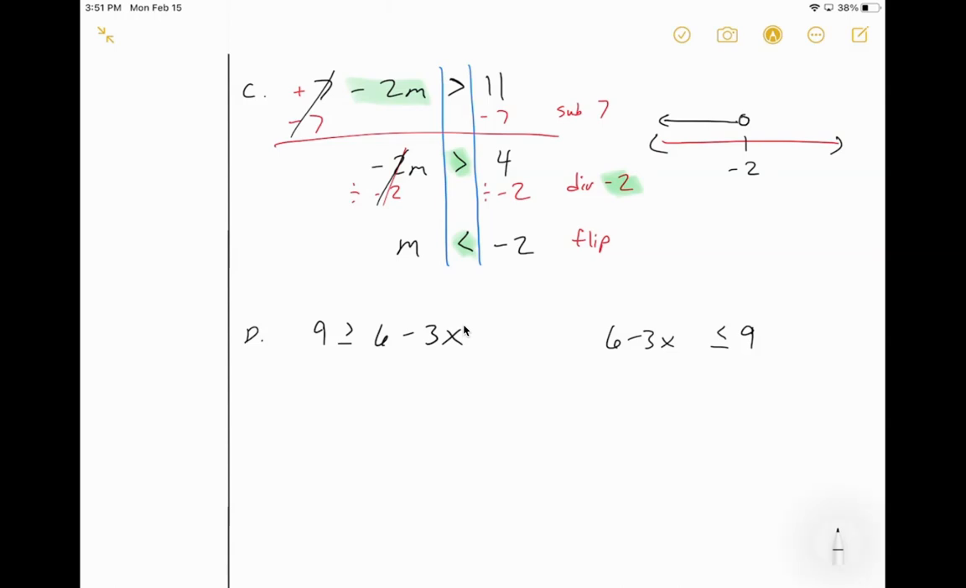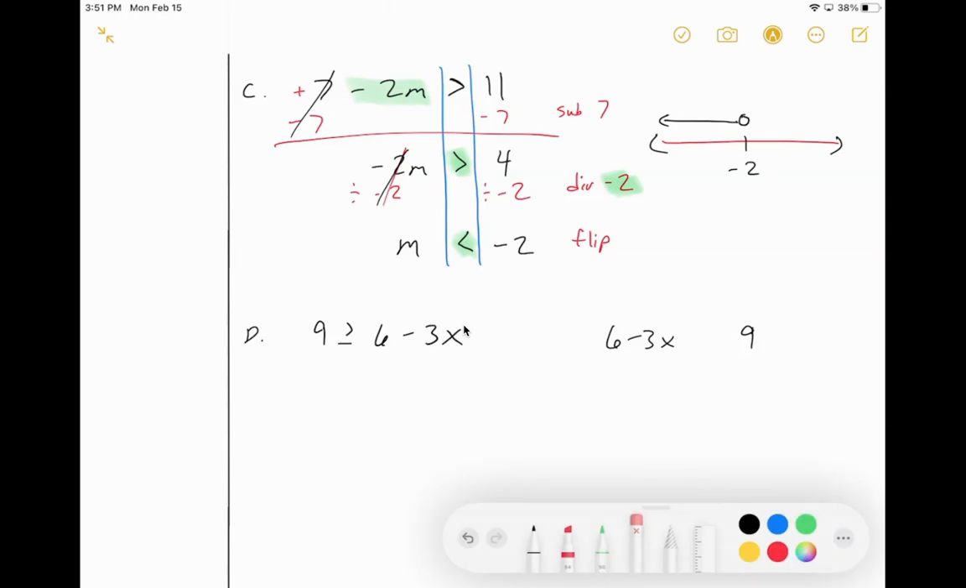A lot of times I'll see students flip everything, but then they'll forget to flip the inequality and they'll leave it like this. This is a completely different problem. Now the open mouth side, the greater than, is to the 6 minus 3x, so that's not right. So if you want to flip it, go ahead. Just make sure that you do it all the way correctly.